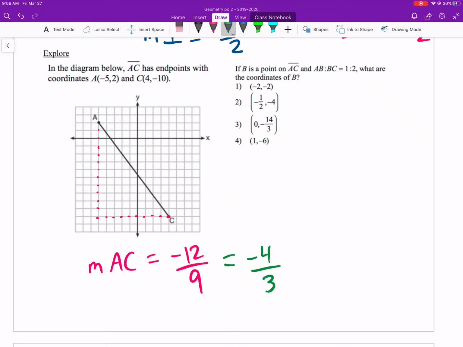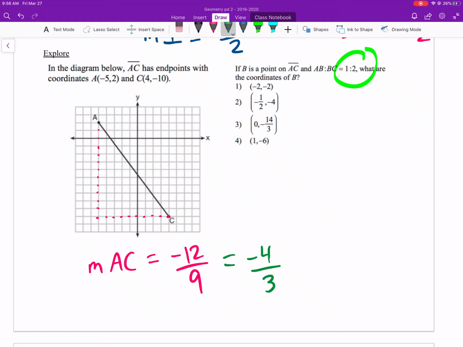Now there's no opposite reciprocals here, guys. We're not finding any perpendicular line. We're just going to see how we're going to use the slope. Essentially, you use the simplified slope to break up the segment into a certain amount of pieces. And you're going to see when we do that, it gets broken up into 3 pieces total, because 1 to 2, that's 3 total pieces.